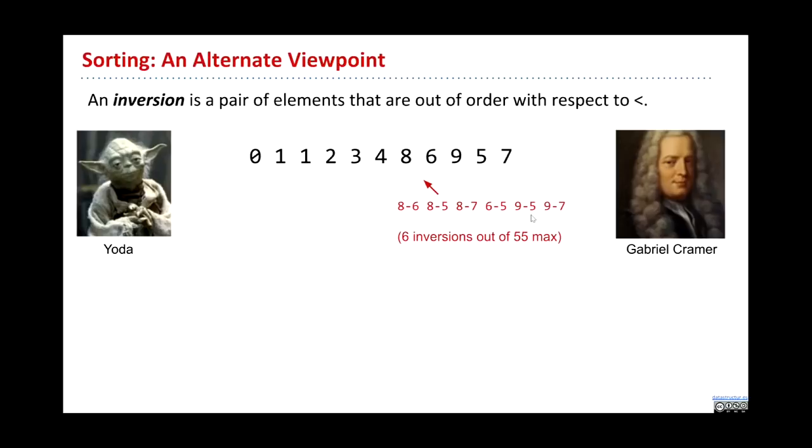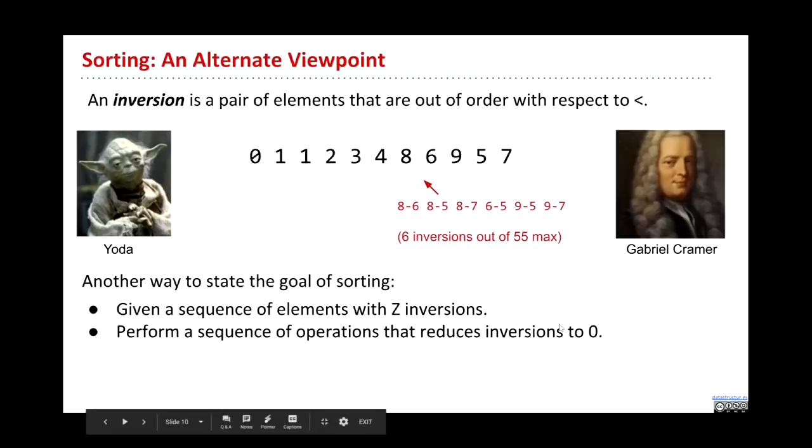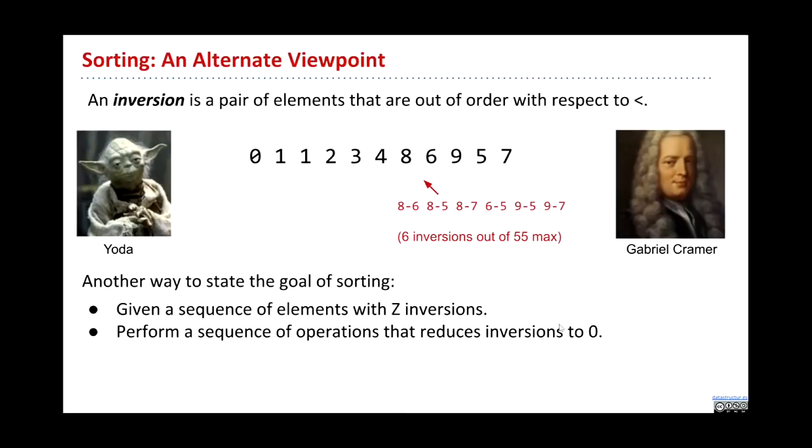Another way to think about sorting is, given a bunch of elements in some arbitrary order that currently has some inversions, we want to do some kind of operations, they could be swaps, they could be whatever else, so that we reduce the count of inversions to 0. A different way of thinking about sorting. All right. Any questions before we move on?